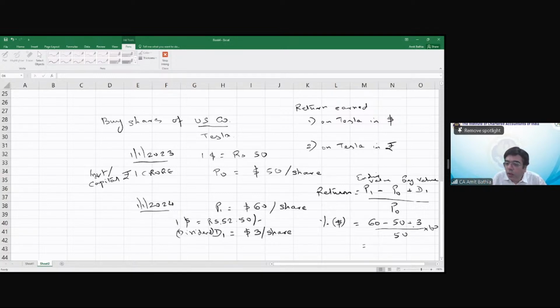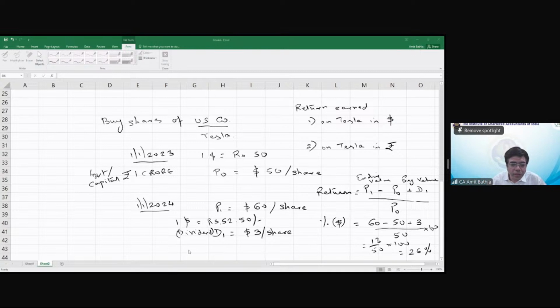Now, what is the total return coming to? 13 upon 50 into 100. That comes to 26%. Am I right? 26%. This is in dollar terms. Is my return in rupee terms also 26%? Yes. Is my return in dollar terms also 26%? No, sir.